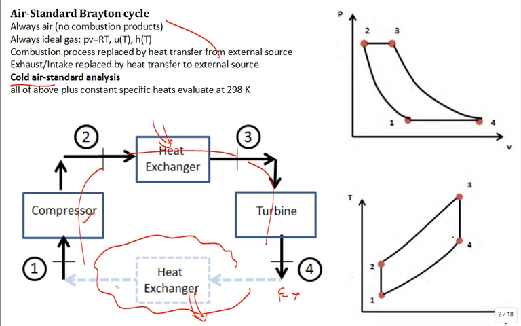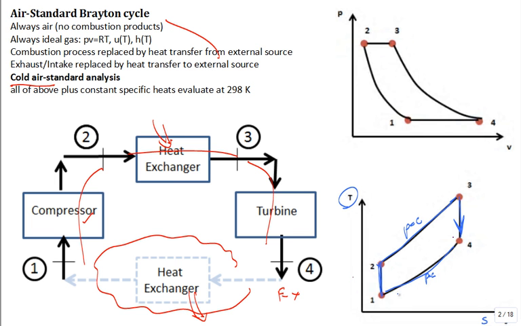So we can plot it on a temperature entropy diagram, a TS diagram. From 1 to 2, here it's shown as isentropic. 2 to 3, constant pressure heat addition. 3 to 4, expansion through that turbine, isentropic expansion. And then 4 back to 1, pressure equal to a constant, heat rejection.